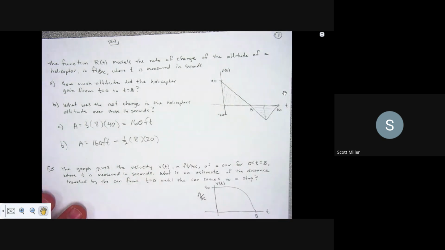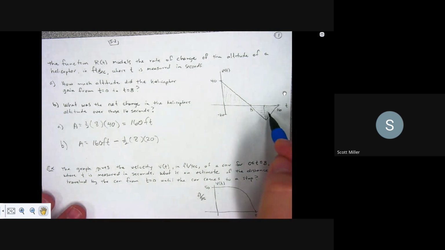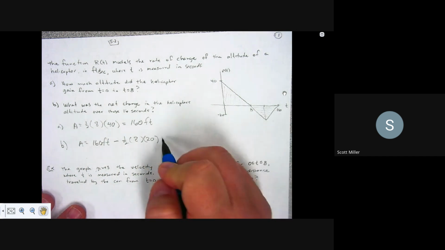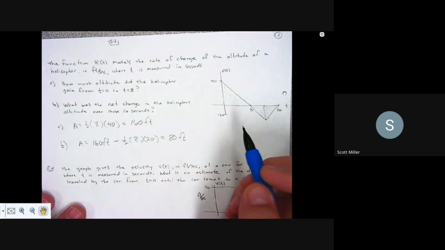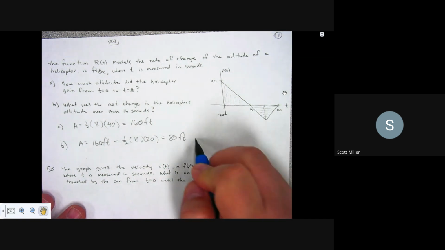Not negative 20, because we're doing an area as a solid piece. This is how much it went down. That's why it's negative. Negative here would have been down. And so what is the net change overall? 80 feet is your net change. Okay?